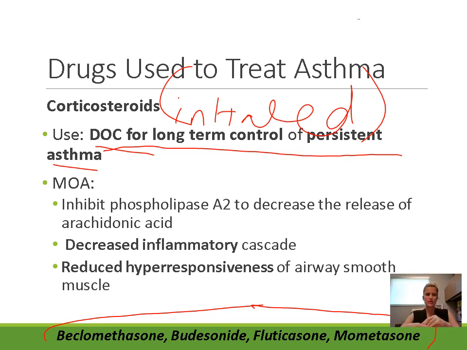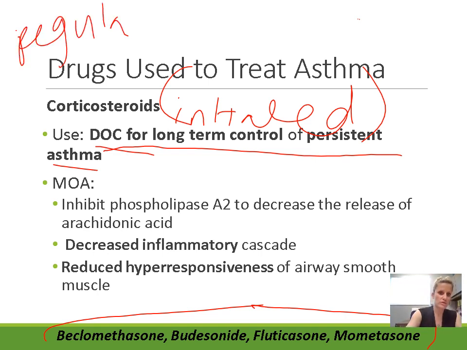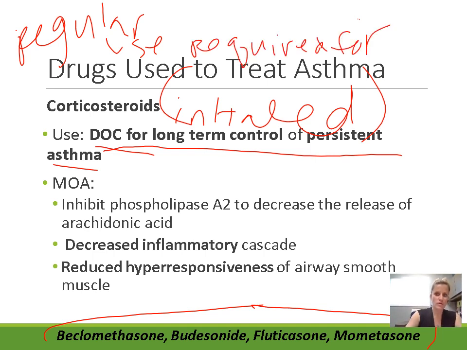Something to keep in mind with the inhaled corticosteroids is that they have to be used regularly in order to be effective at decreasing airway inflammation. Also, it can take a couple months for them to really decrease the hyperresponsiveness of the airways. So patients need to know this. They need to know that they have to take this regularly. Okay, so regular use required for effects.